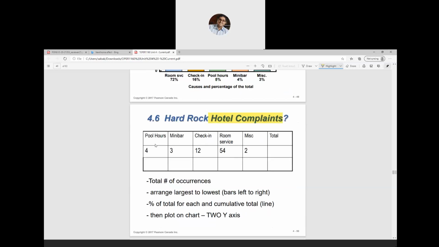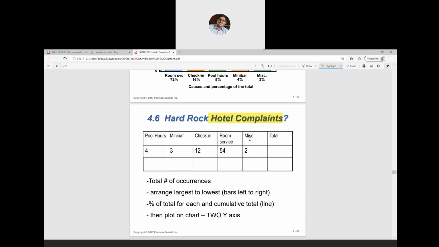So we find that there are say 4 complaints for the pool hours, 3 for minibar, 12 for check-in, 54 for the room service, which is the maximum reason, and 2 for miscellaneous. So the first thing is you have this particular data.